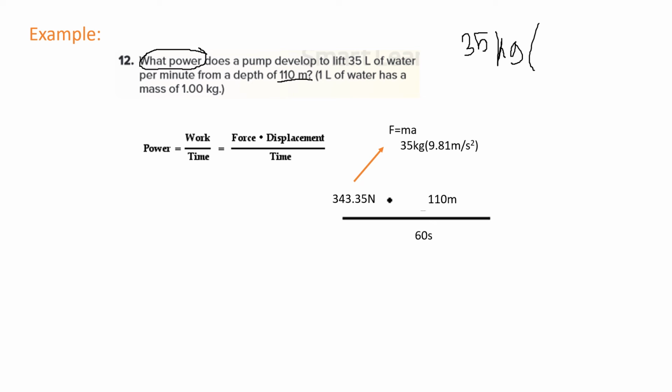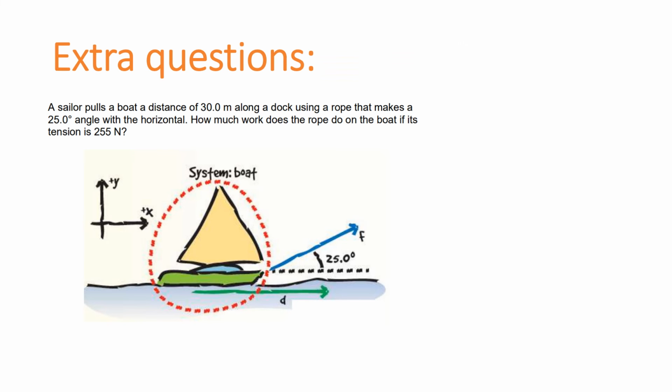And we have the displacement, as it says, 110 meter depth, and we have time, because it says 35 liters of water per minute. We know 1 minute is equivalent to 60 seconds, so that's why we put 60 seconds, because we want to convert it to an SI unit, and that will give us 629.5 watts. So this is an extra example.